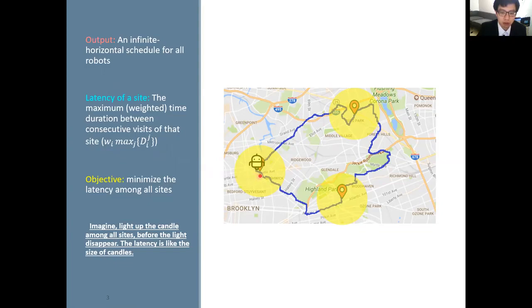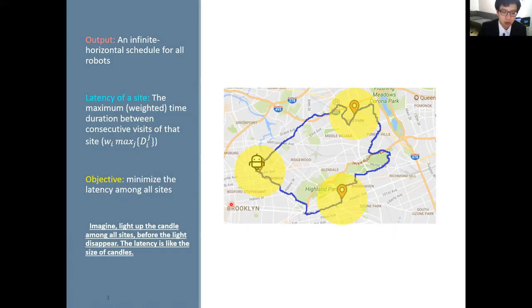For example, for this agent, if he leaves right now and comes back within 10 minutes, then the latency will be 10 here. And depending on your schedule, this time will vary. Maybe he comes back in 10 minutes this time, and 20 minutes the next time, then we consider the latency as 20 minutes, the maximum value. Our objective is to minimize the latency among all sites.